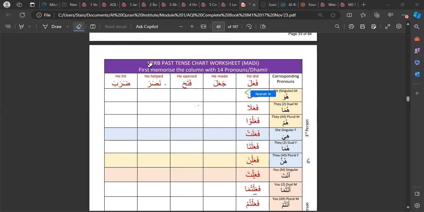Middle East and everyone should be using nahu, but this is Pakistan, Asia, India, Bangladesh. The scholars, alim ulama, they call it tarkib, but it's a nahu, same thing. It's grammatical analysis. Okay. Analysis.